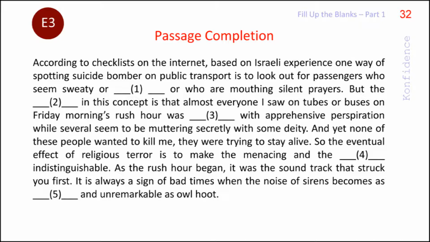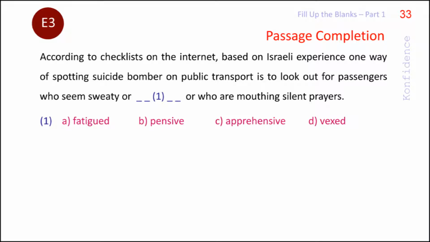In order to answer this type of question, you should know the main idea of the paragraph. Here, the main theme is about the appearance of a suicide bomber. Now see the first blank. The first sentence tells us about the appearance of the suicide bomber. He looks sweaty and he silently prays to God. Here the key words are mouthing silent prayers.